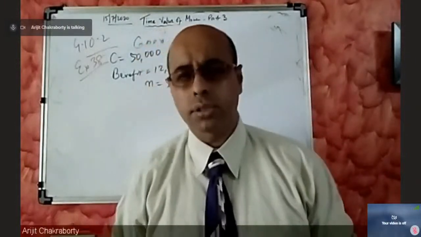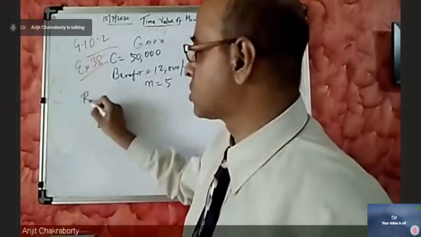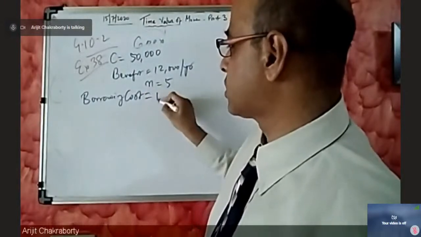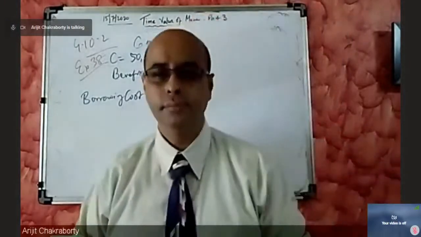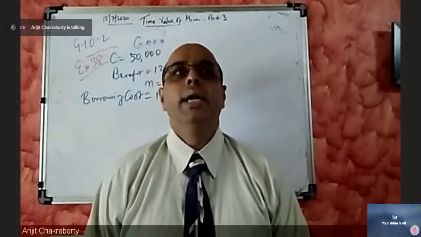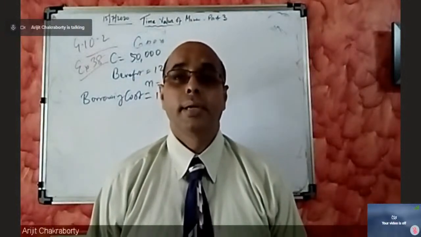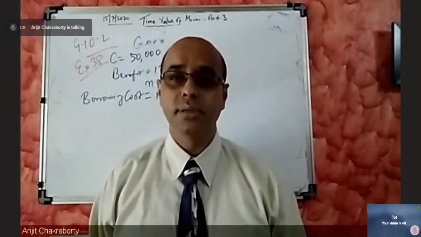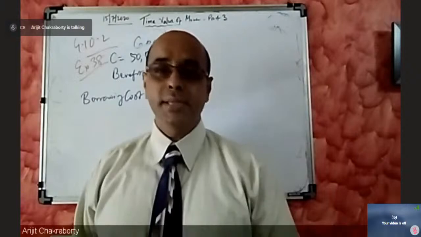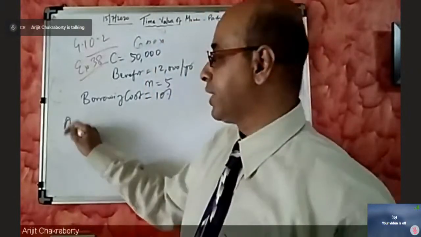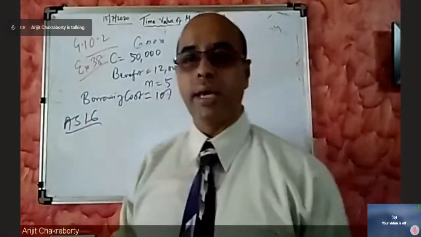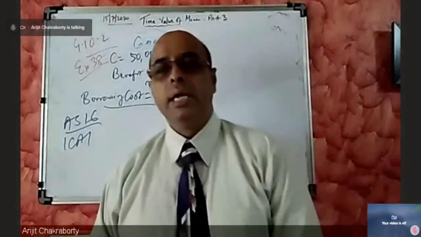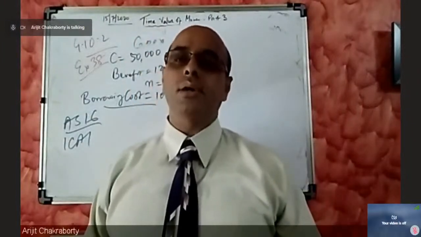Now what is borrowing cost? Big question. Borrowing cost is 10%. Fine. Any idea? Borrowing cost. If I borrow funds, I have to pay a cost. Right? I incur a cost. There is an accounting standard, you know, AS 16, accounting standard 16, issued by ICAI, our institute, and it is on borrowing cost. Borrowing cost is basically the cost of funds.